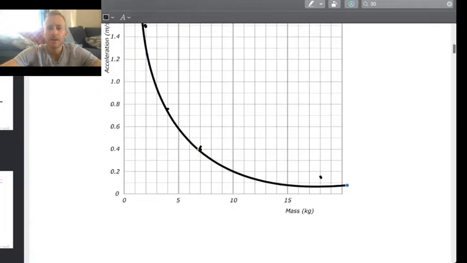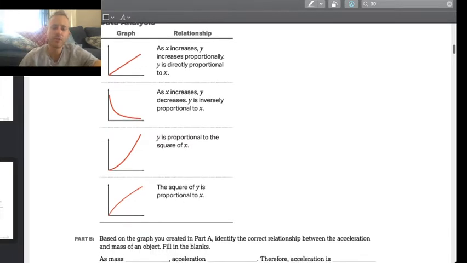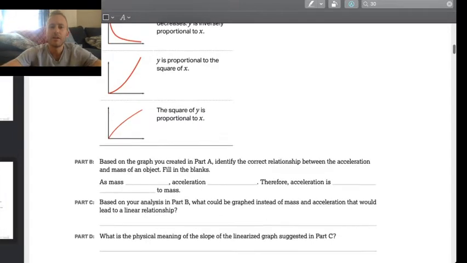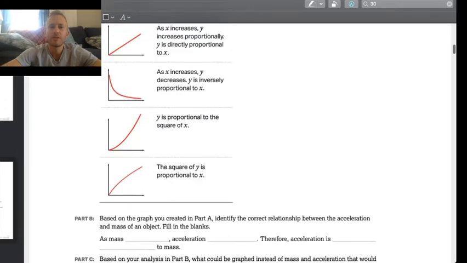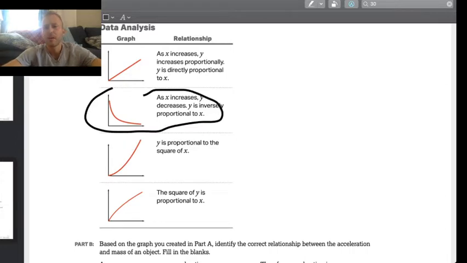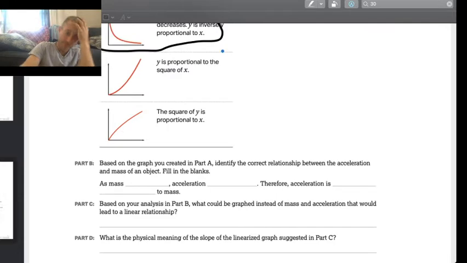Okay. Based on the graph you created in part A, identify the correct relationship between acceleration and mass of an object. So obviously the trend line is this kind of a trend line. So your answer to part B would be based on that. Based on your analysis in part B, what could be graphed instead of mass and acceleration that would lead to a linear relationship?